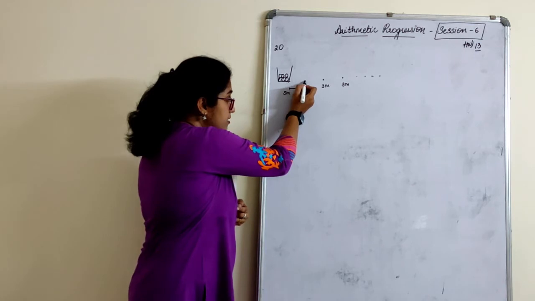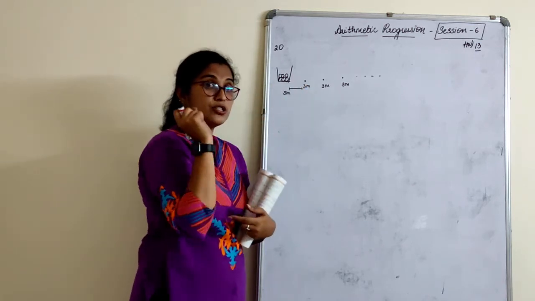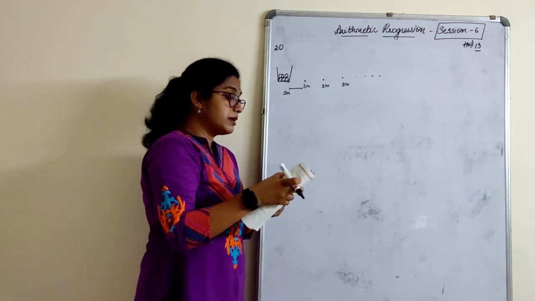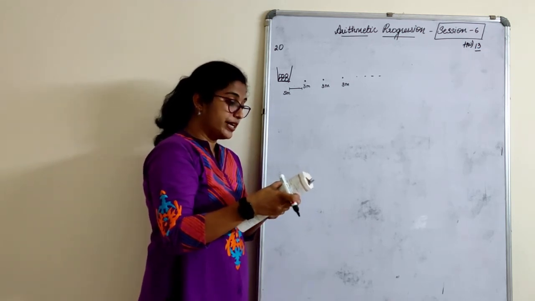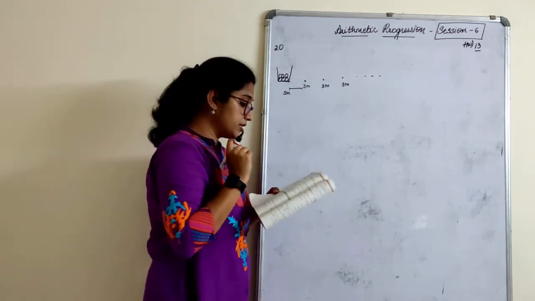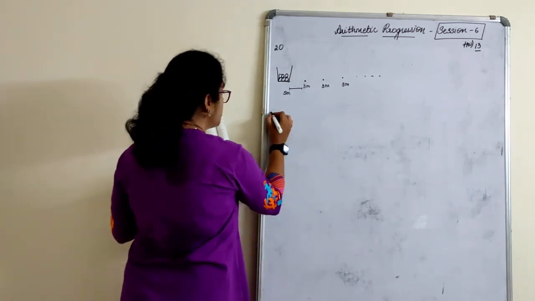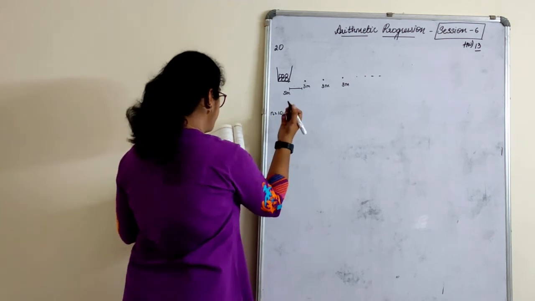So from here, I have kept the first potato at a distance of 5 meters. And the other potatoes are placed 3 meters apart in a straight line. There are 10 potatoes in a line. So if there are 10 potatoes in a line, understood that n is equal to 10.